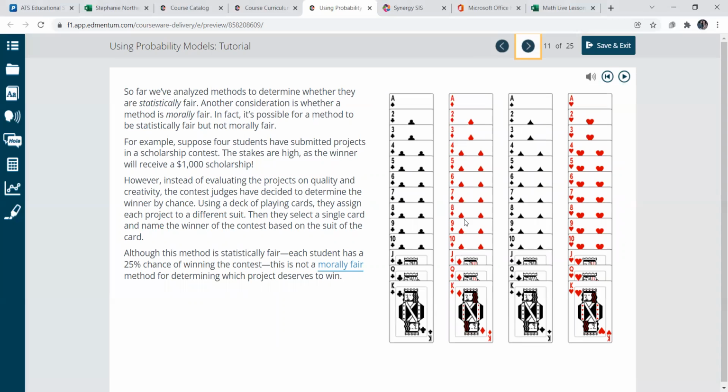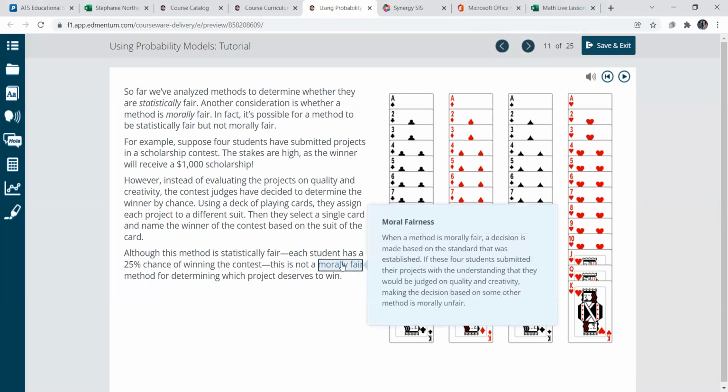Deck of cards, so is it morally fair? Now, this would mean when a method is morally fair, the decision is made based on the standard that is established. So for these 4 students who submitted their project with the understanding that they would be judged on quality and creativity, making decisions based on some other method is morally unfair. So here, how would you judge on quality and creativity? And is it morally fair? Do you have the right amount of cards? Is it a fair decision when you are pulling a card from a deck?